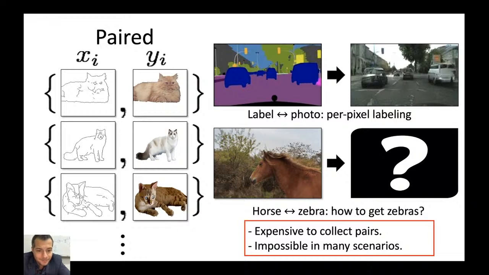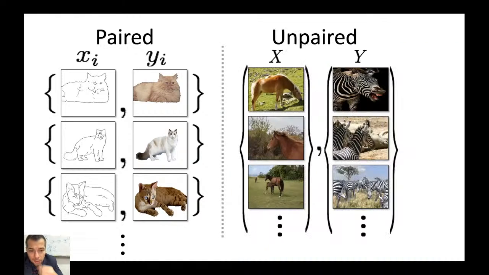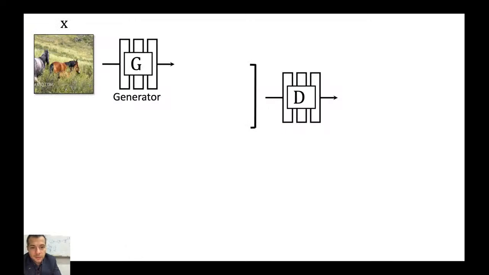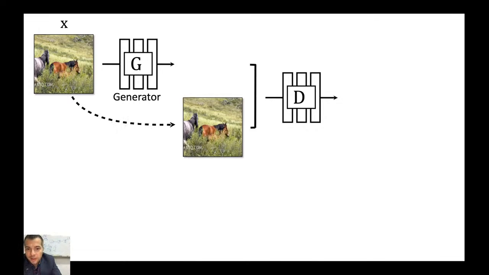You cannot take in the exact same location a photo with a horse and a photo with a zebra in order to be able to translate. So it's nearly impossible. Okay, so the idea is, if we just take the collection of images with horses and the collection of images with zebras, we just want to learn to do this transfer between horses and zebras. And this is done with these cycle GANs.